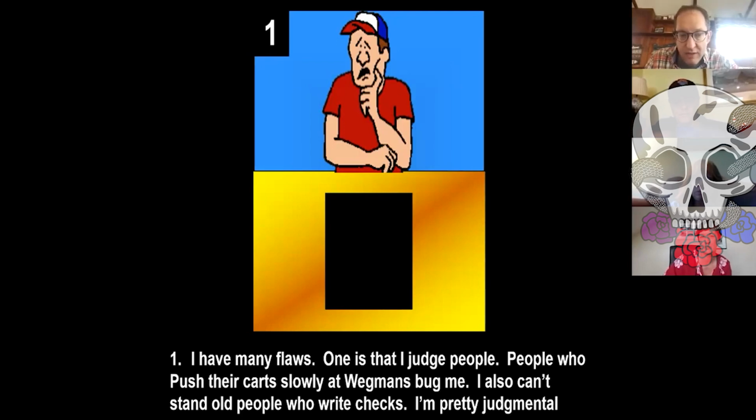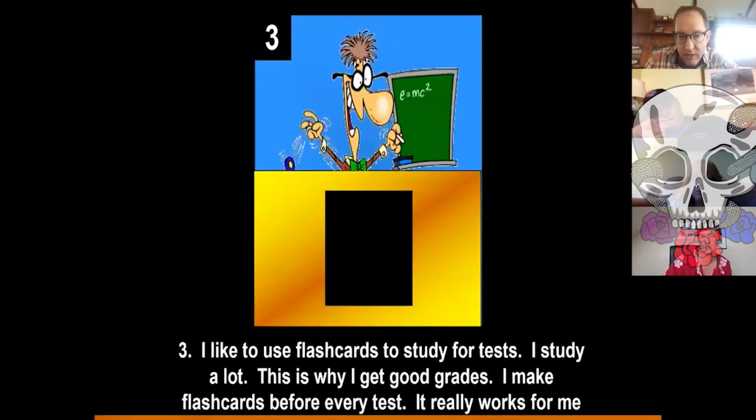I have many flaws. One is that I judge people. People who push their cart slowly at Wegmans bug me. I also can't stand old people who write checks. I'm pretty judgmental. So each one's a short, simple declarative sentence. And the goal is to rewrite that, manipulating the 12 sentence constructs that Strunk and White teach. And this is a way to teach voice, rhythm, and flow. So we do these exercises a lot early in the academic year, and then I back away. After I teach it a few times, I don't need to do it anymore.